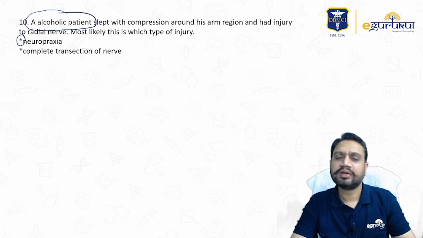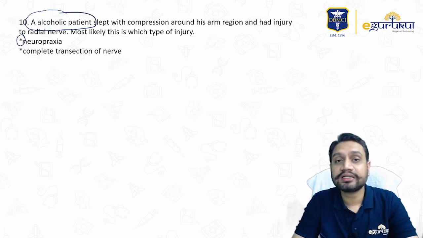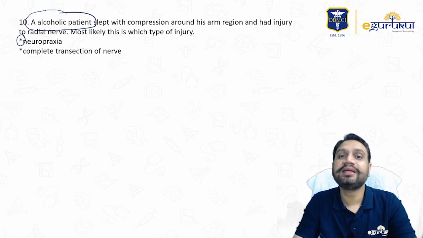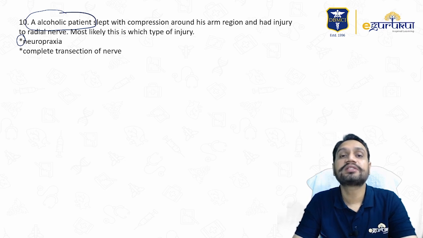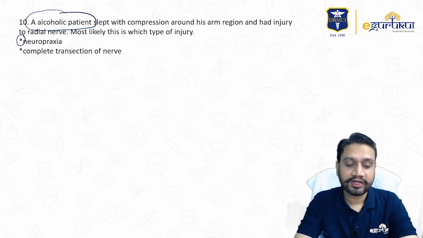It is just an alcoholic patient who has slipped or with a compression on the radial nerve. What will happen to him? He'll recover. How much chance is there? 100%. When he will recover, we don't know, but gradually, yes, it will recover. What we need to do is just give a splint support, right? So that's a kind of neuropraxia.